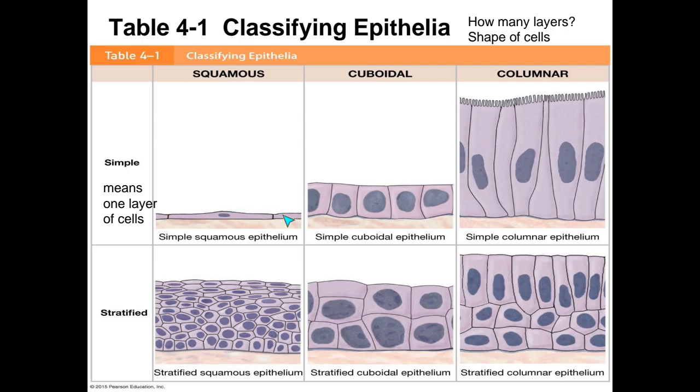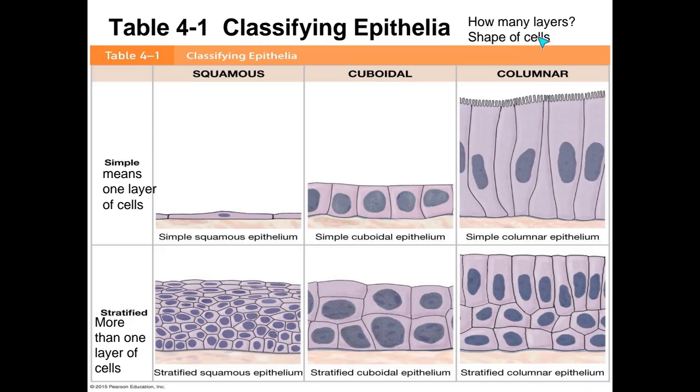These are individual cells, but they're all in one line. They're all just lined up in one layer. But if they're in several layers, like this one, then we use the word stratified. Okay, so stratified means more than one layer. So simple is one layer, stratified is more than one layer. That's one way to classify epithelial tissue.